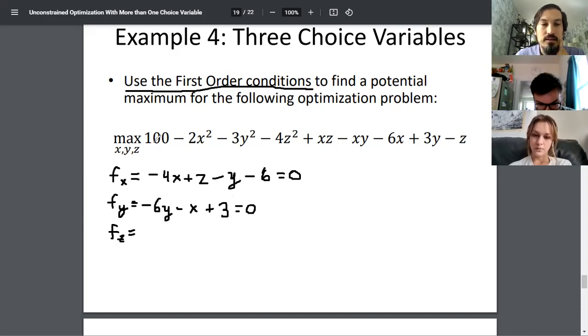And now how about z? No z, no z, no z. Here's negative 4z squared. That becomes negative 8z. Yeah, that's lined up 2, 3, 4. Very, very convenient. Plus xz, that becomes plus x. What other z's are there? Here's a minus z, that becomes minus 1. This is very solvable, isn't it?